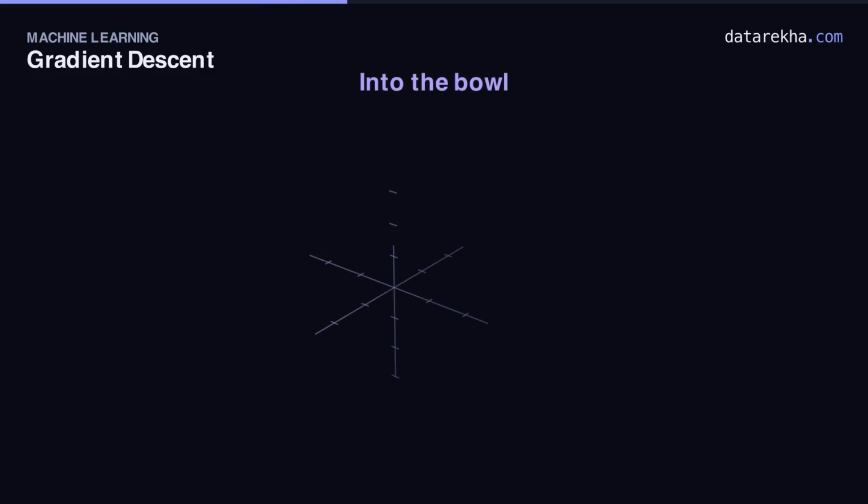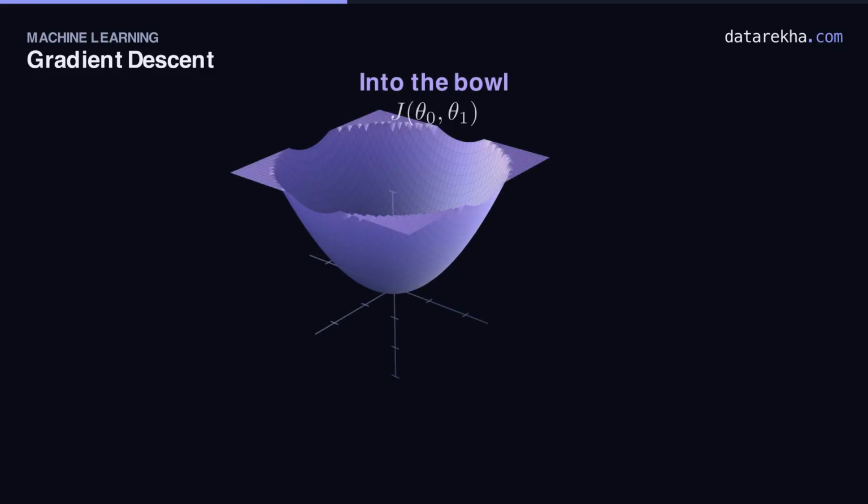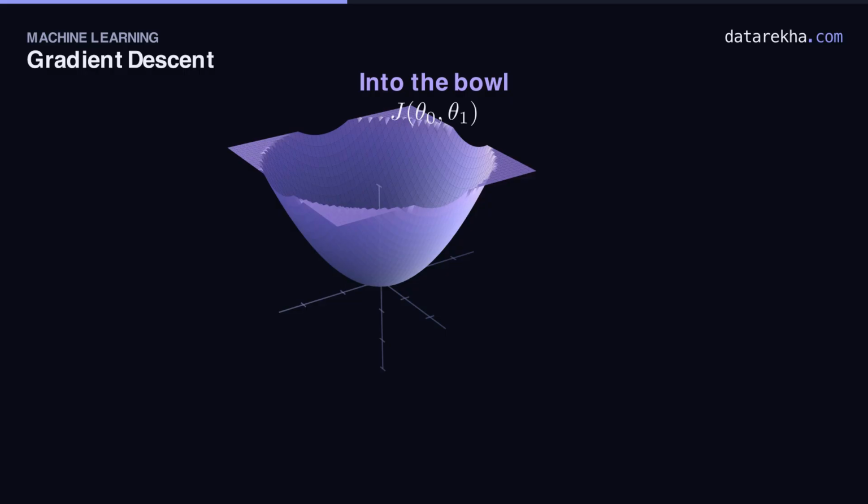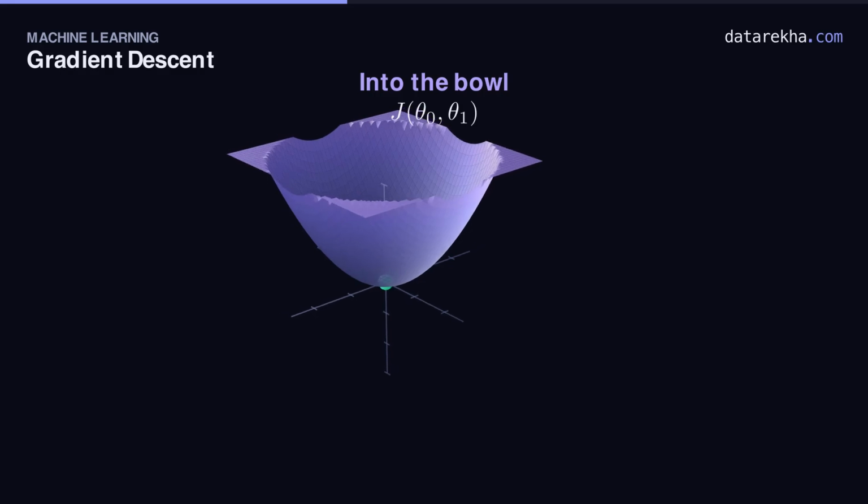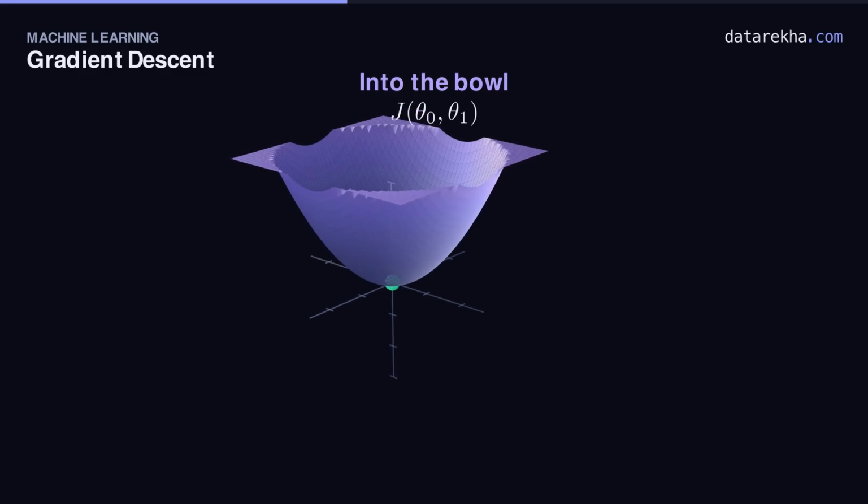Now for the real thing, in 3 dimensions. A model rarely has one parameter. Give it two, theta naught and theta 1, and the loss becomes a height above the plane, a whole landscape. For a simple squared loss, that landscape is a bowl, and the lowest point of the bowl is the best the model can do. Down at the bottom sits the minimum, right where both parameters are perfect.